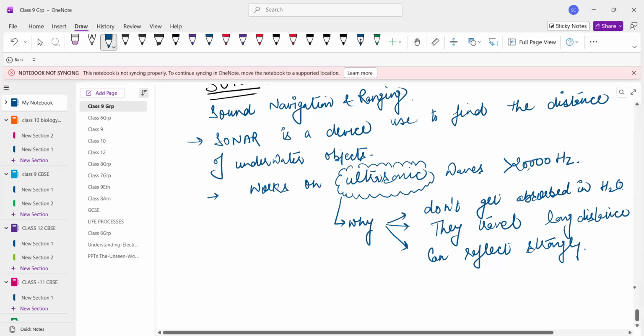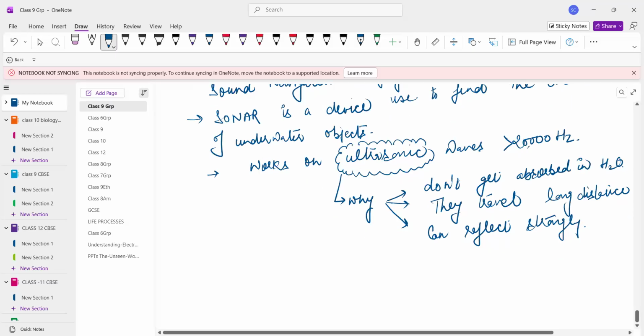Acha, we are using this word reflection. Could anyone tell me what is reflection in terms of light? I think last year you had this chapter on light reflection, and next year also you are going to have it in detail. So could anyone tell me what is reflection of light?